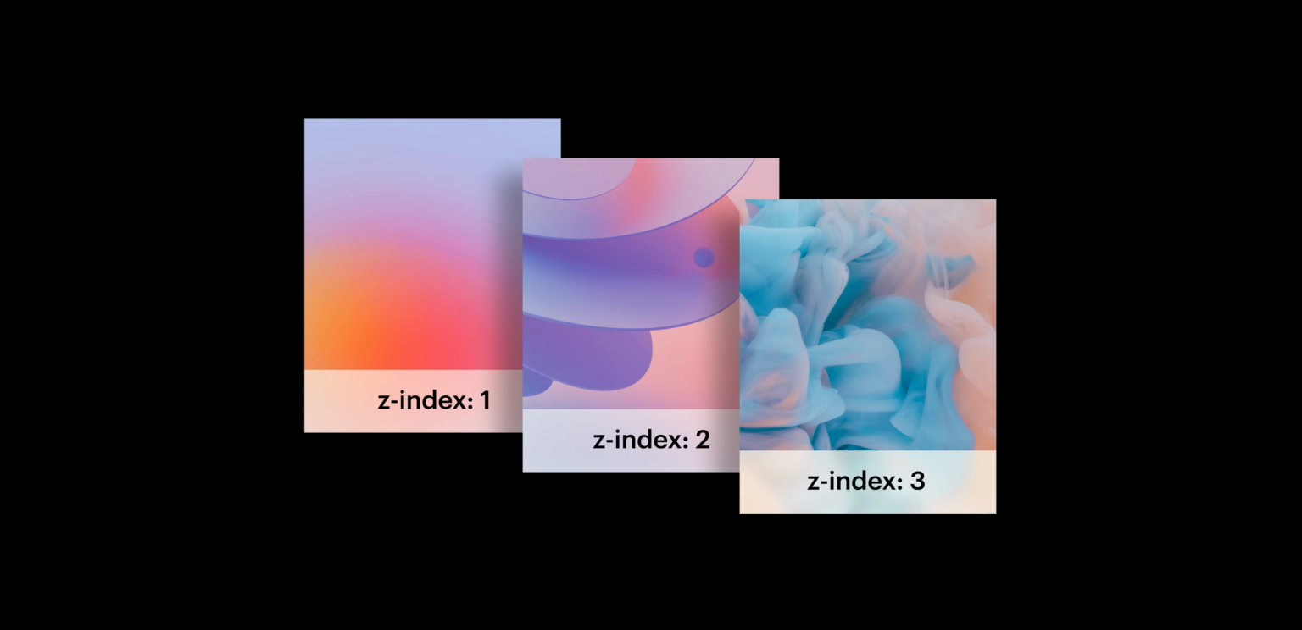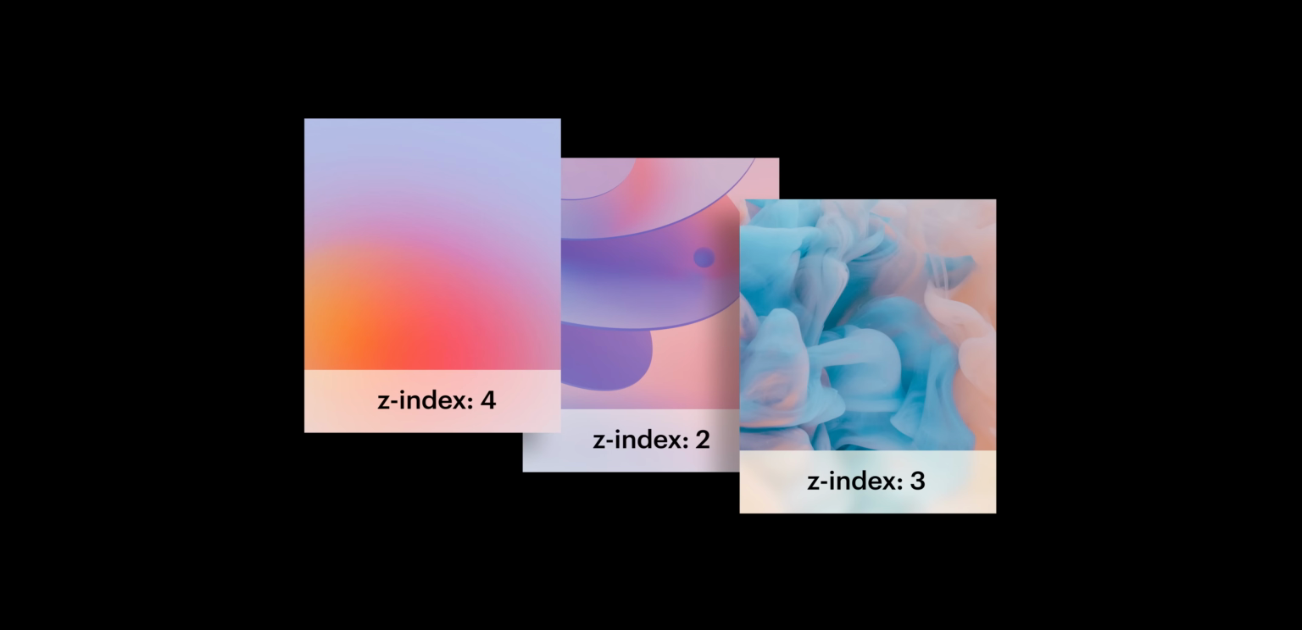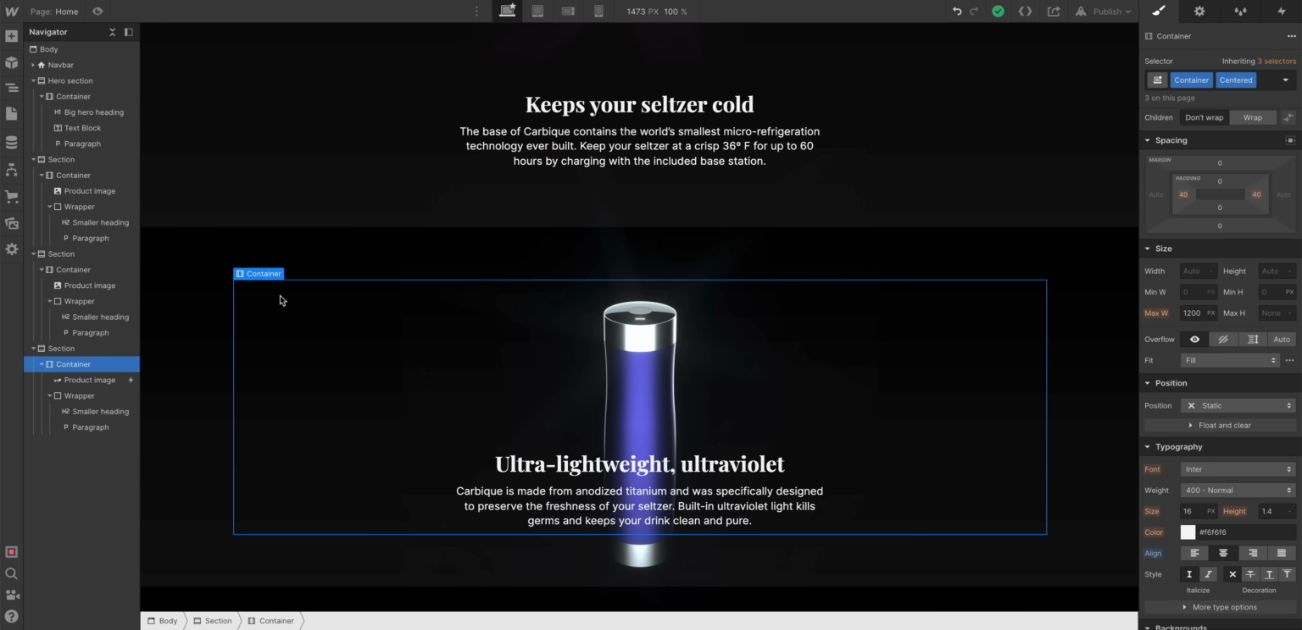So if you have 3 items next to each other, with 1, 2, and 3 being their z-index values, the one that's 3 will stack on top of 2. The one that's 2 will stack on top of 1. You want the one that's number 1 to stack on top of 2 and 3? We'll just make that number 4. The higher the number, the higher it sits in the stacking order. So that is creating sort of an overlap here.